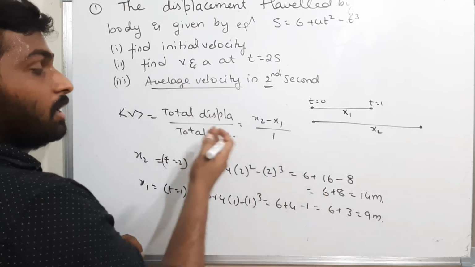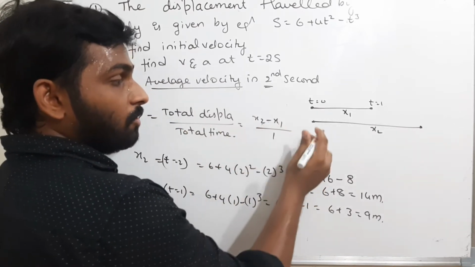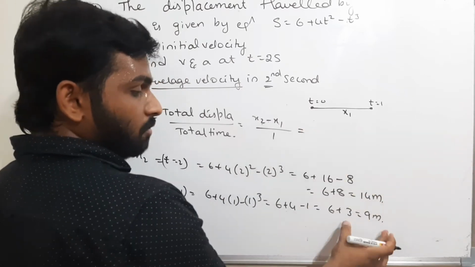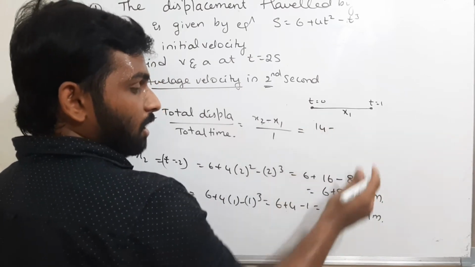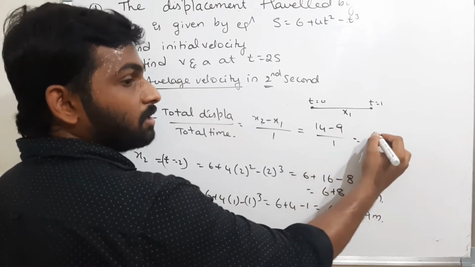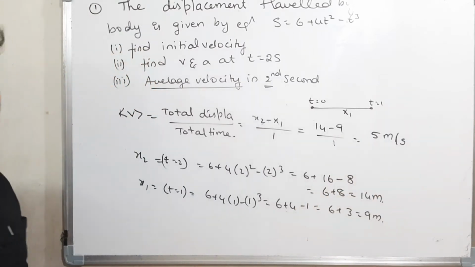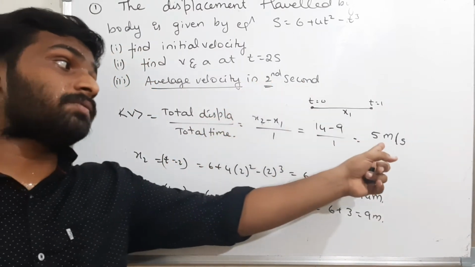Now what is the average velocity? The average velocity is x2 minus x1 by time. Therefore how much? x2 is how much? 14 meters. Now what is x1? x1 is how much? 9 meters by 1. 14 minus 9 is 5 meters per second. Therefore the average velocity in the second is 5 meters per second.